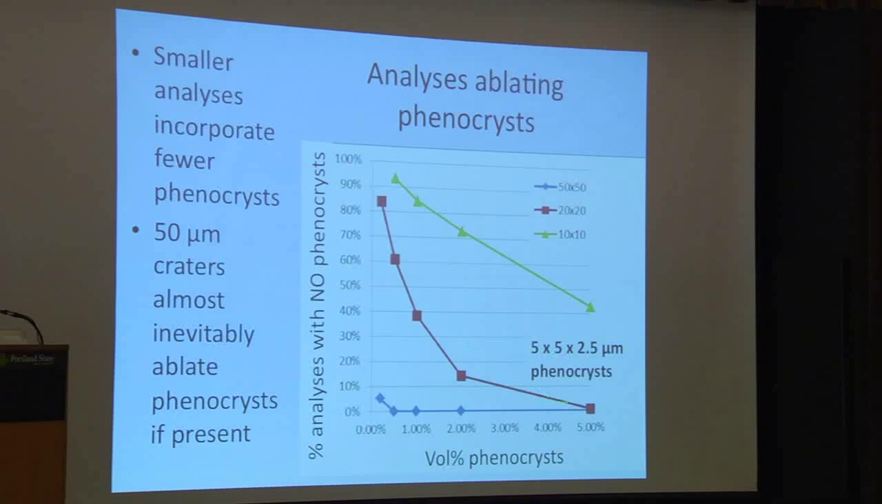This is what you end up with. 50 micron craters is this blue line here. That's the volume of phenocrysts in your sample. This is the number of analyses that have no phenocrysts in them. In 50 micron craters, just about every analysis will hit a phenocryst until you get below 0.5% of phenocrysts. So you're not analysing the glass, you're analysing a mixture of glass and phenocrysts at 50 microns. At 20 microns, by the time you get to around 1% or so, 60% of the analyses are clean. 10 microns, most of them are clean. It's fairly intuitive, really, when you think about it. But if you use big craters on these things, you are at risk of ablating phenocrysts.